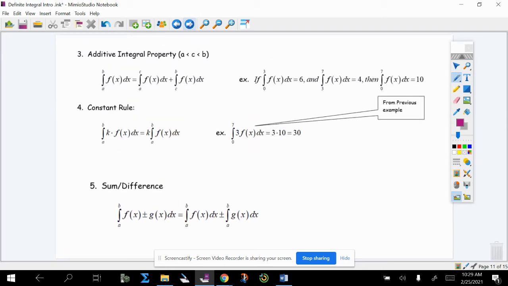The third property actually has a name. It's called the additive integral property. I usually call it part plus part equals whole. So what this is saying, and I think this one's easier to explain with a picture. I'm going to draw it down here.